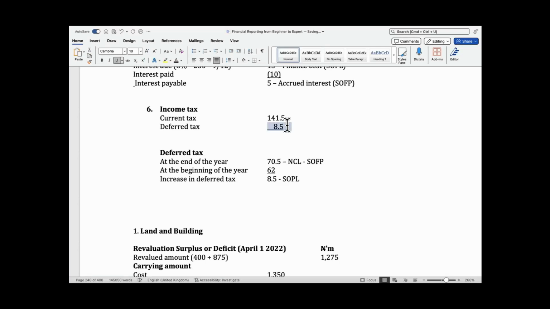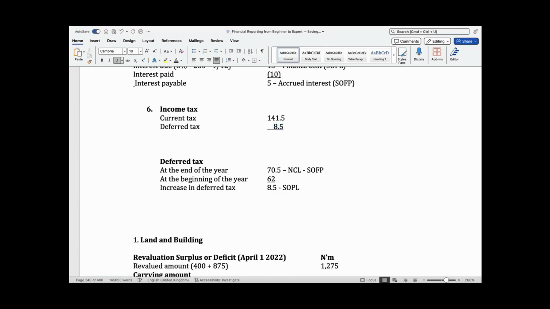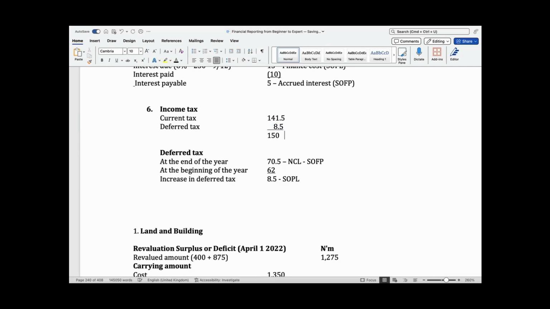That means my total income tax expense that goes to my P&L was 141.5 plus 8.5. How much is it? 150. And that's my income tax expense. You will always find this, but it might not always be like this. You need to understand how to combine all of these things together.